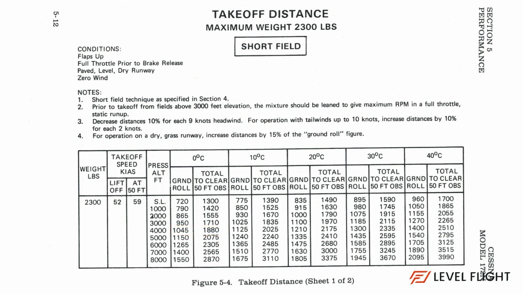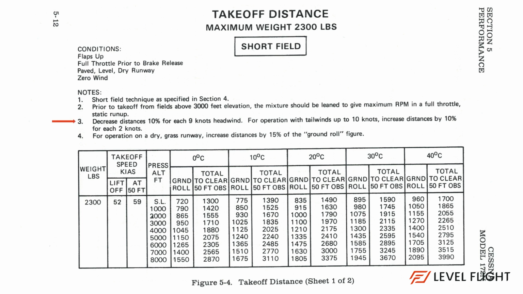Note 1 says we need to follow the technique specified in section 4. I'll let you reference that on your own if you're flying this model of aircraft. Note 2 says prior to takeoff from fields above 3,000 feet of elevation, the mixture should be leaned to give maximum RPM in a full throttle static run-up. We can do this while we are performing our run-up or on the runway just prior to takeoff.